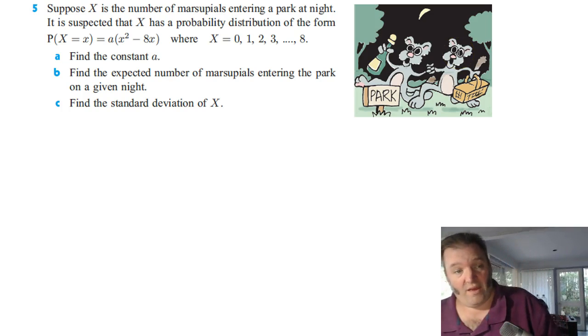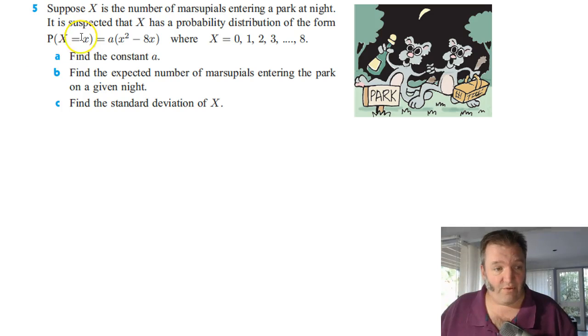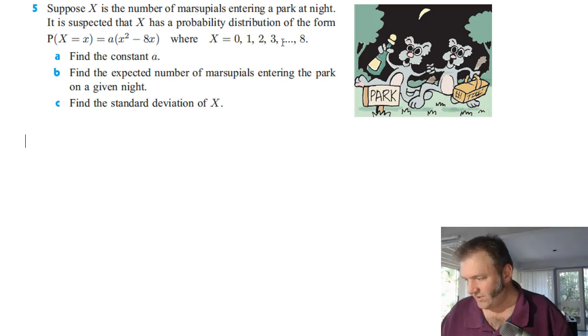I don't know. Here we've got the distribution follows the rule: probability of X equals little x. So X is the name of the distribution, and little x is each of the possible answers, is a times x squared minus 8x, where x equals 0, 1, 2, 3, all the way up to 8. What would this look like?